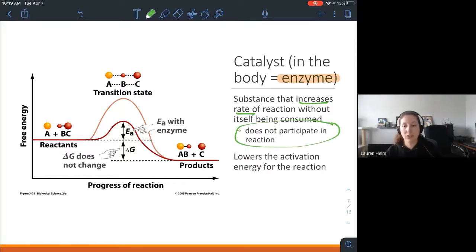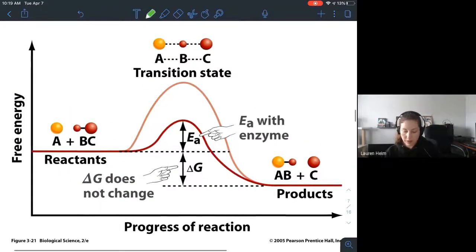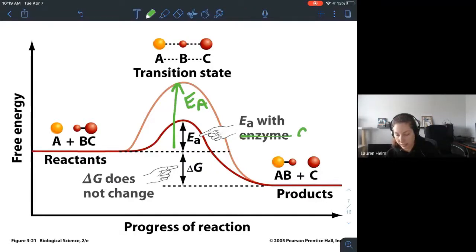We're not going to write it into the formula of our reaction, but it is going to make it happen faster. How does it do it? It lowers the activation energy. So if we go to our diagram, on our diagram in orange, you can see the normal activation energy. When you add an enzyme, or in general, a catalyst, the height of the activation energy, the amount of energy you need to add in, is lower.